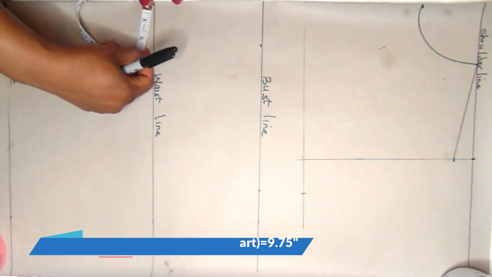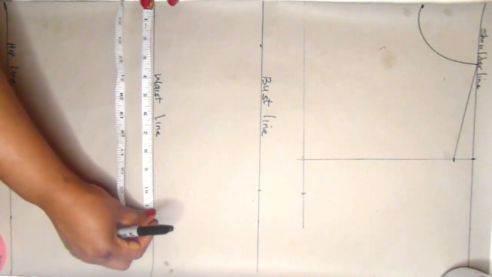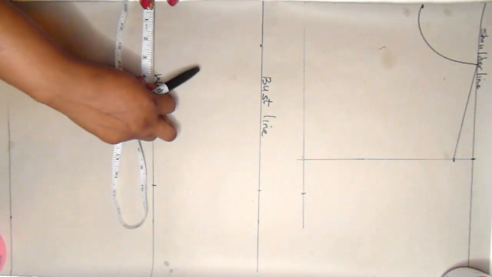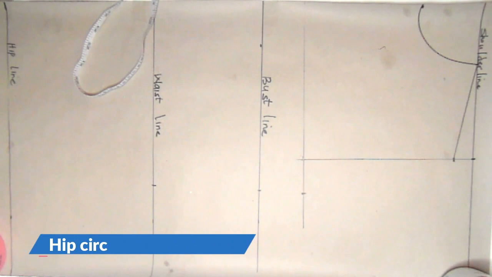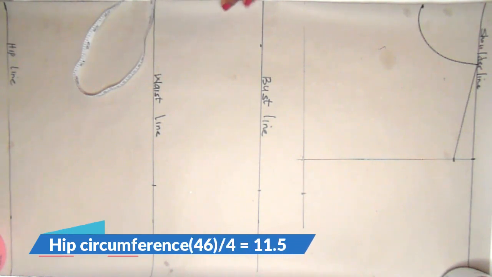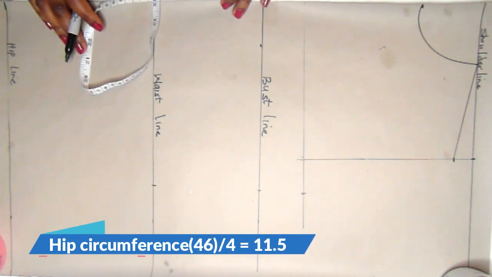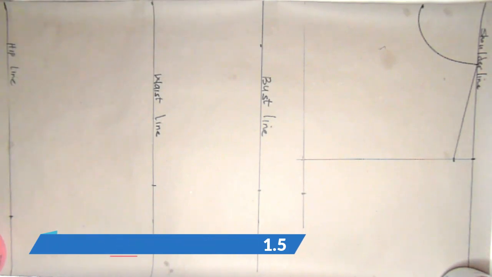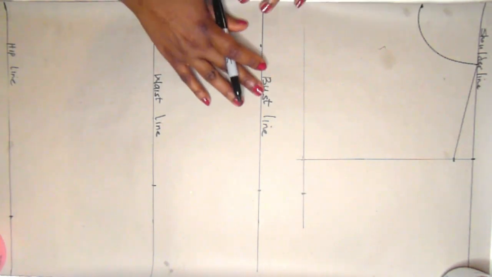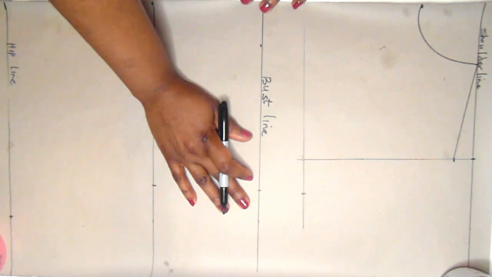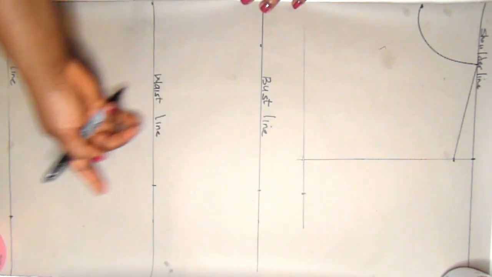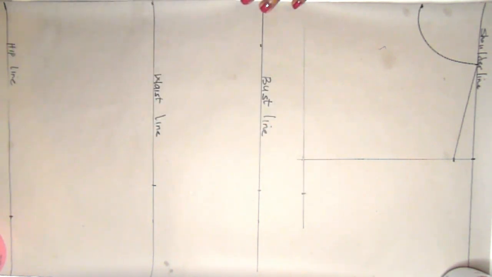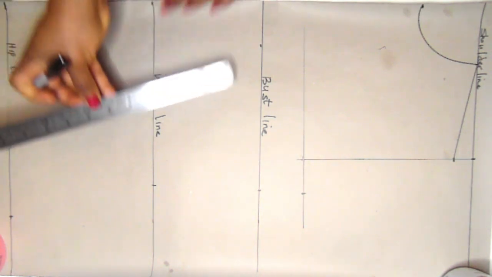So we'll be inputting a total of 9.75. And my hips is 46. 46 divided by 4 is 11.5. So I will be inputting 11.5. So after getting all these horizontal measurements inputted on the bodice, the next thing we have to do is to connect all points together to form the side seam of this pattern. So we'll be doing that together with the help of our ruler.